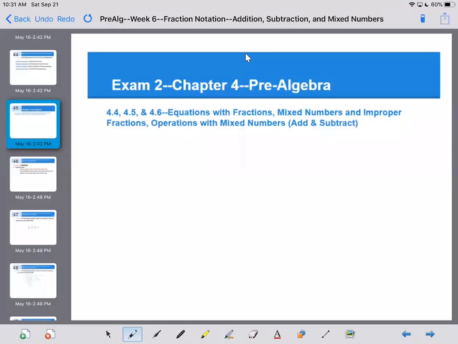So this will begin part 2 of our video series for Module 2 exam, where we're dealing with fraction notation and all things fractions. And so here we're going to look at equations with fractions and how to eliminate fractions from that process. We're going to look at mixed numbers, improper, and just operations with mixed numbers.